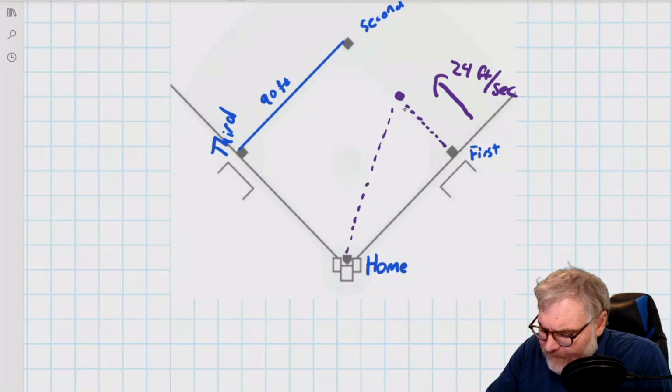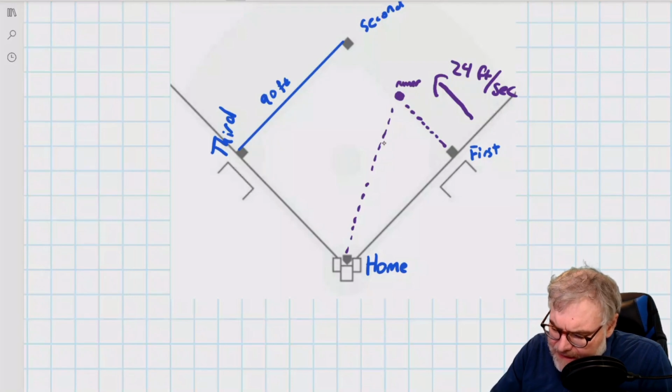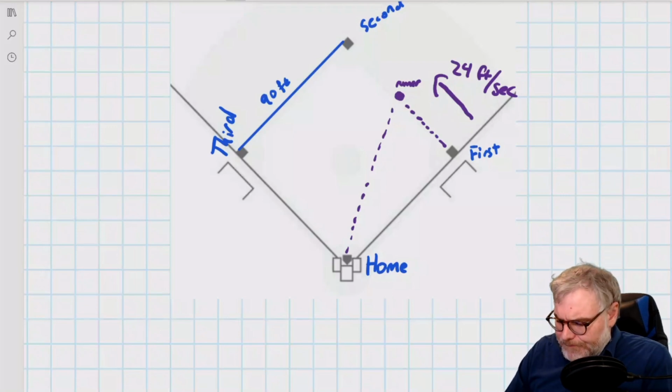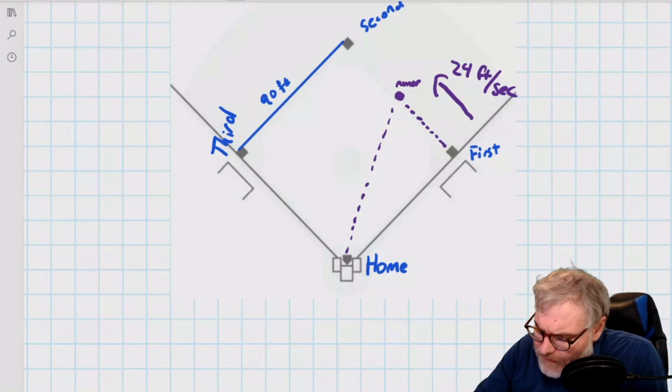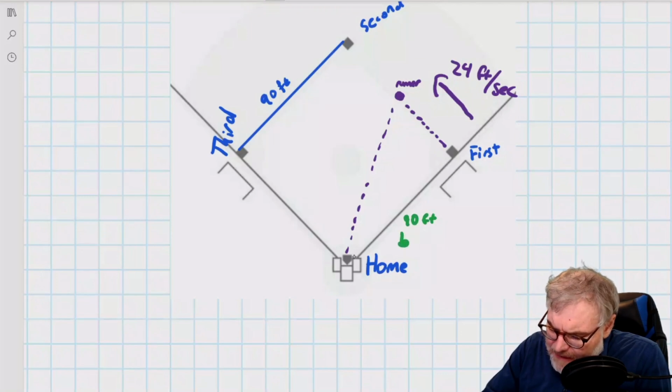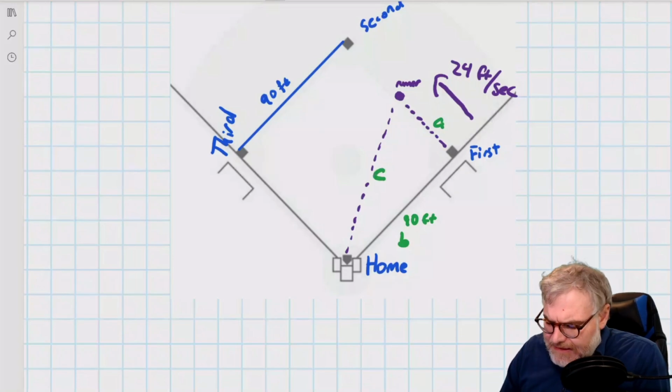So here, I've got some distance, right? This is the distance from the first base to the runner. This right here is the distance between home plate and the runner. And the runner is moving this way at 24 feet per second. Now, this would make a nice little Pythagorean triangle here, right? This right here, I know that this is 90 feet. I'm going to call that B. Here, I've got a right triangle. So I'll call that A. I'm going to call that C.